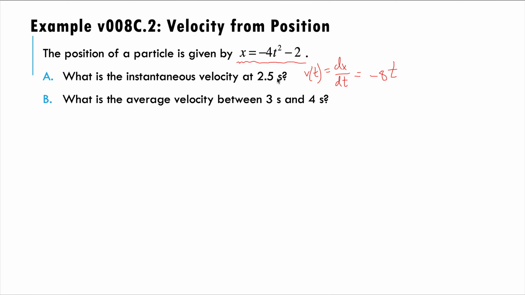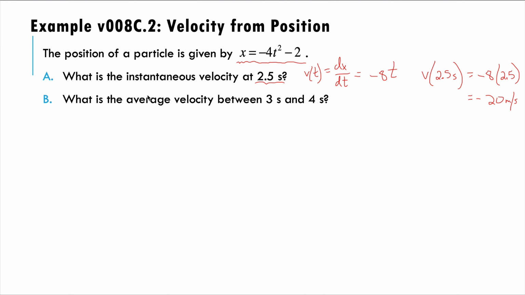And now we want to know, well, what is the velocity at this particular time? So all we have to do is plug in that time into the equation. So the velocity at 2.5 seconds is going to be negative 8 times 2.5. And that's going to be negative 20 meters per second. Let's look at the second part. What is the average velocity between 3 seconds and 4 seconds?